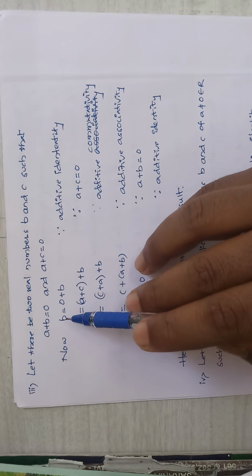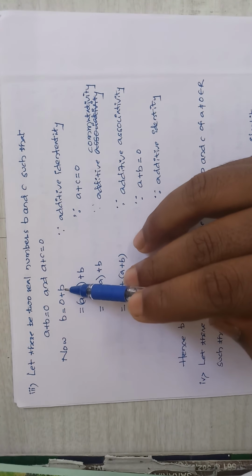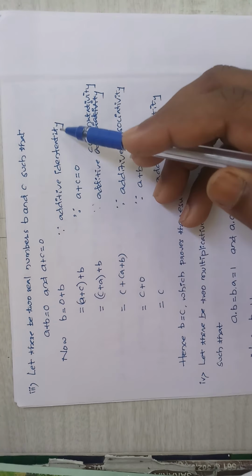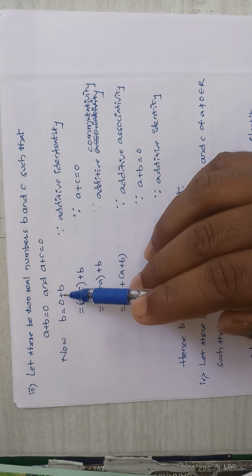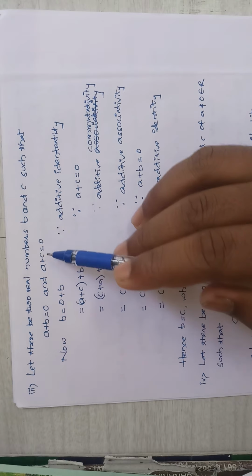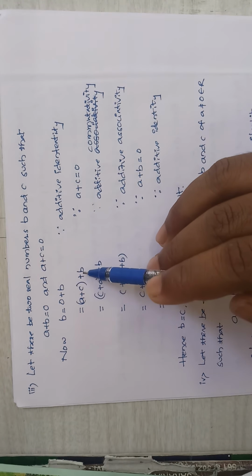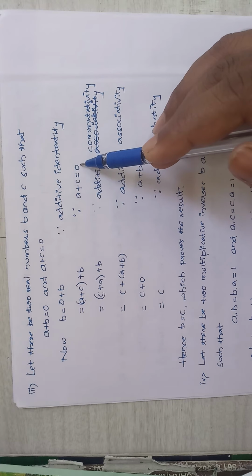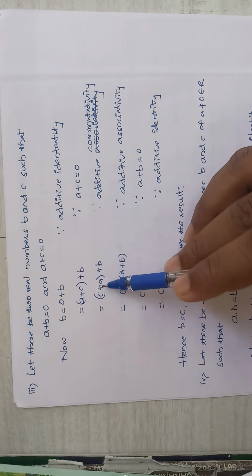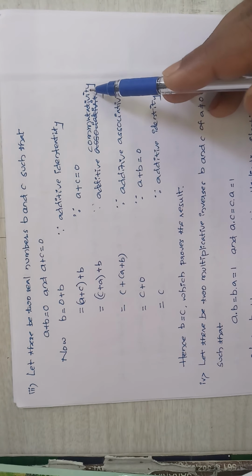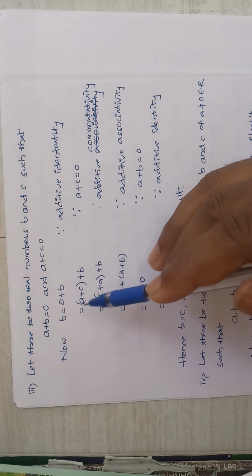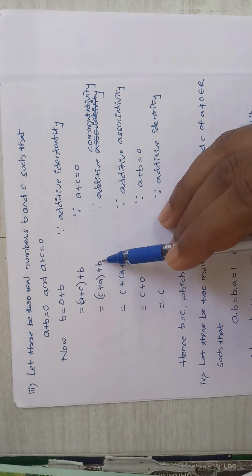So here I am taking the equation B is equal to 0 plus B. Here 0 is the additive identity, so if we add it, we get B. In the place of 0 I am taking A plus C, because A plus C is 0. So I am writing A plus C as C plus A, using the law of additive commutativity, plus B.